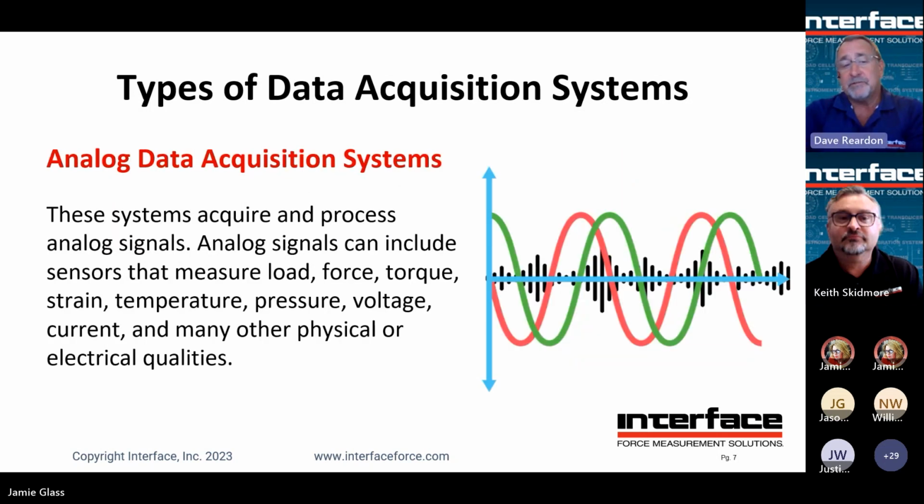For an analog data acquisition system, these are primarily used whenever there is some type of analog voltage signal that is coming in, whether that be from a sensor that measures load, force, torque, strain, temperature, pressure, voltage, acceleration, various other ones, and many other physical or electrical qualities. Next slide.